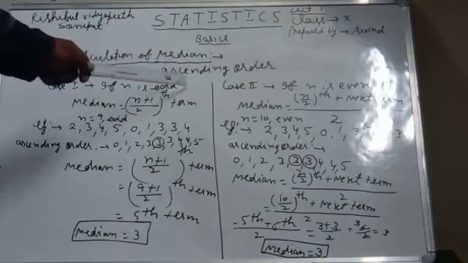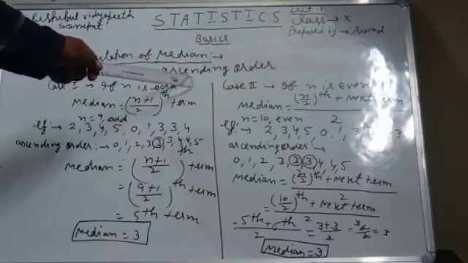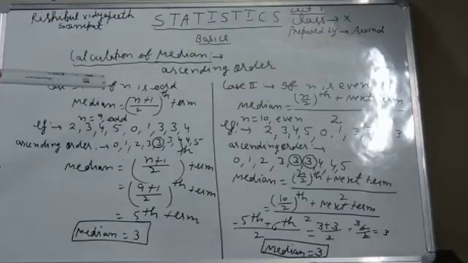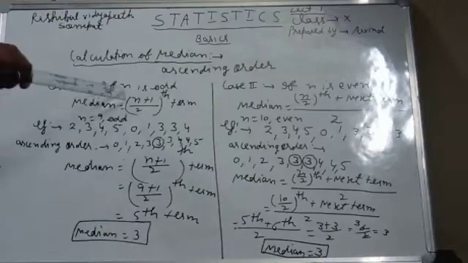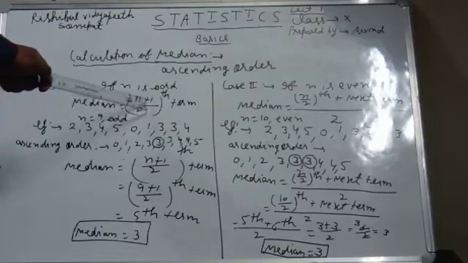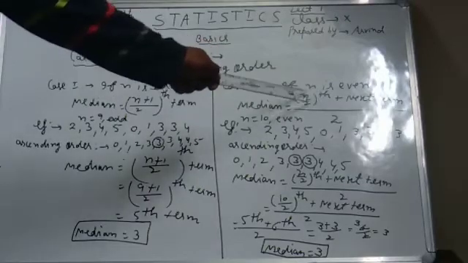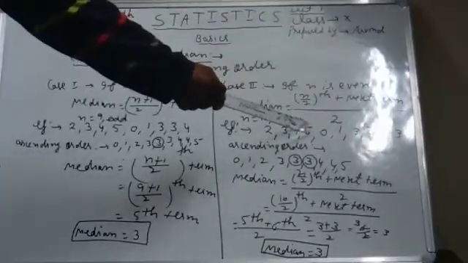So first step in median is that we have to write the values in ascending order. We are having two formulas for calculation of median. First, if n is odd, then formula is (n plus 1) upon 2th term. If n is even, then formula is n upon 2th term plus next term, upon 2.